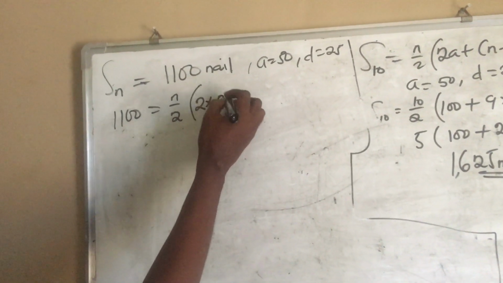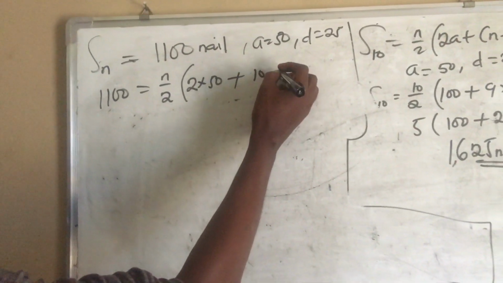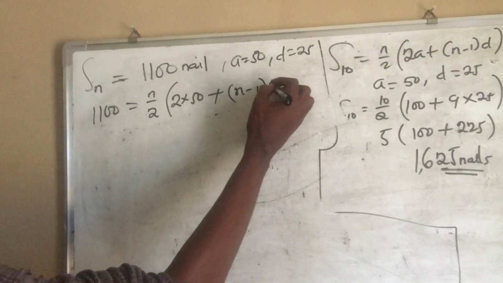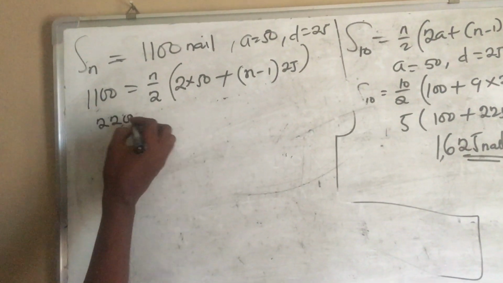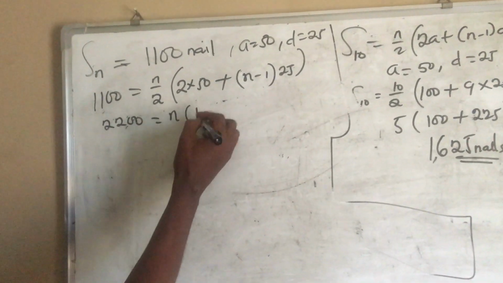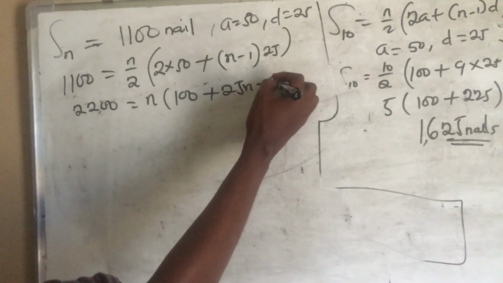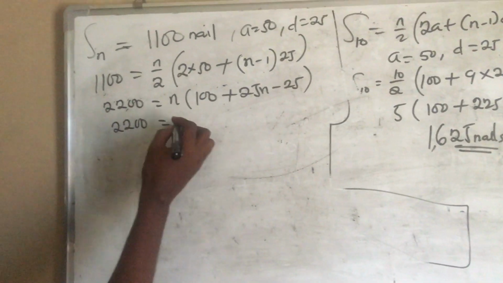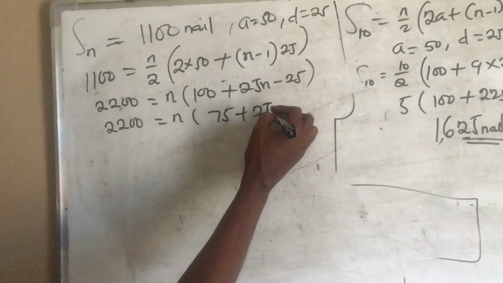2 times 50 plus, no, we are looking for n now, (n minus 1) into bracket 25. So if you cross multiply, this will be 2200 equals n into bracket 100 plus 25n minus 25. This will be 2200, which equals n into bracket 75 plus 25n.